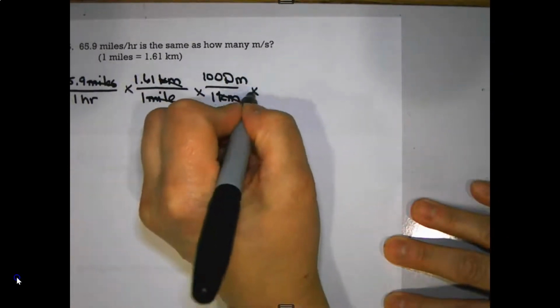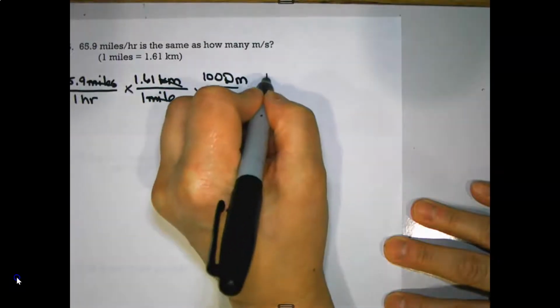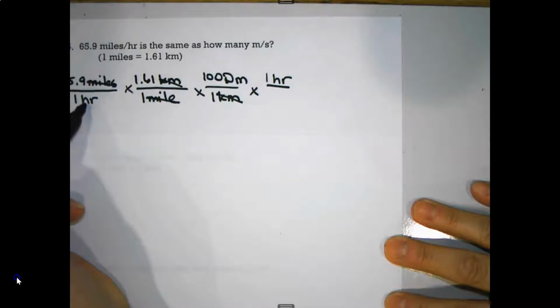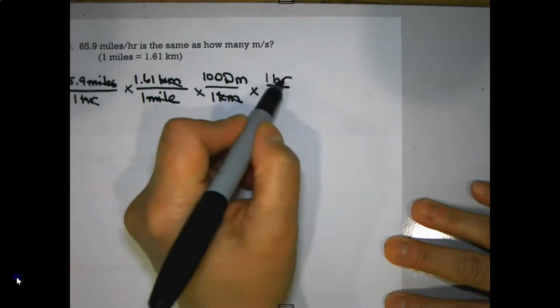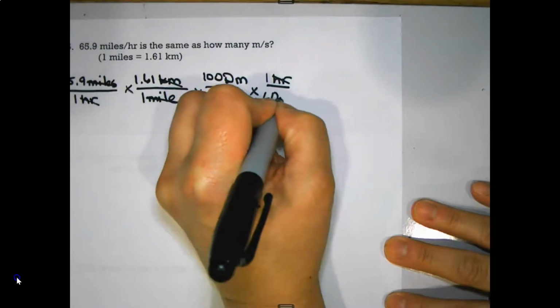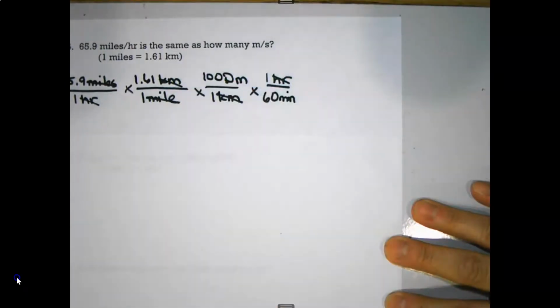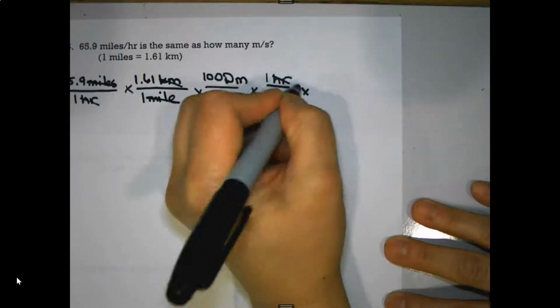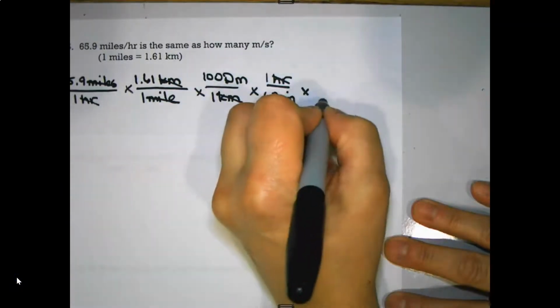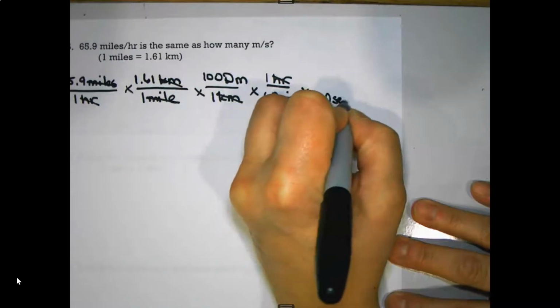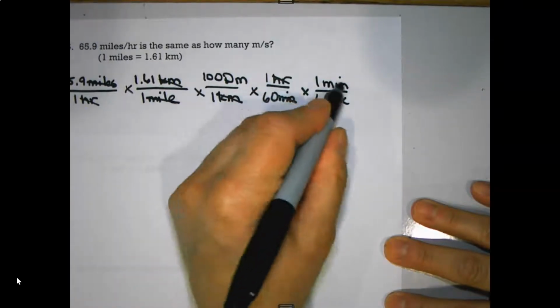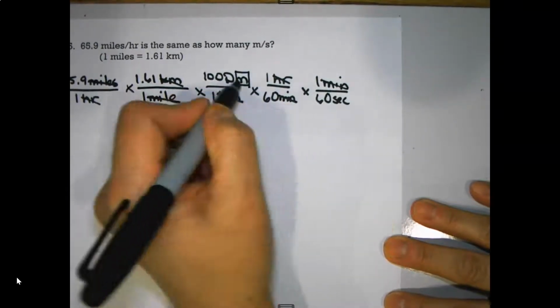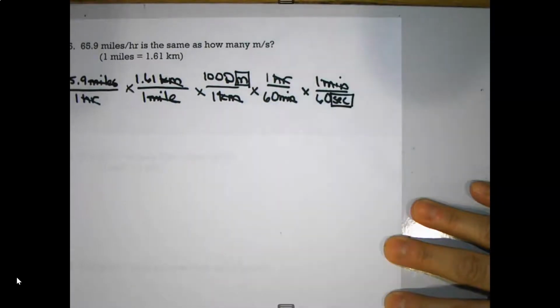Okay, so now I know that there are in 1 hour, so notice what I did. Hours in the denominator here, I have to put it in the numerator over here. So now hours will cancel. I'm going to go to minutes because I know that right off the top of my head. And then to get minutes to cancel and get to seconds in the denominator, I know that there's 60 seconds in 1 minute. So minutes will cancel, and what am I left with? I'm left with meters per second, which is what I want.